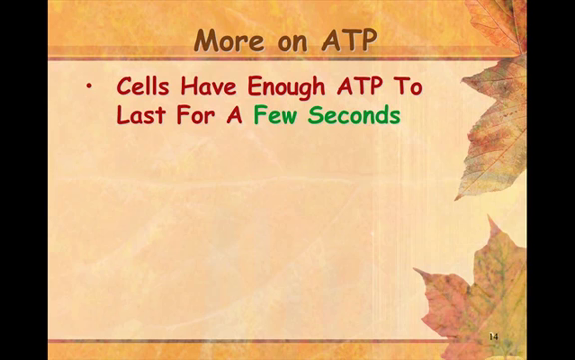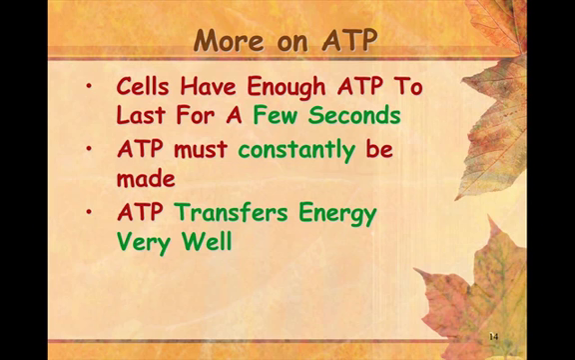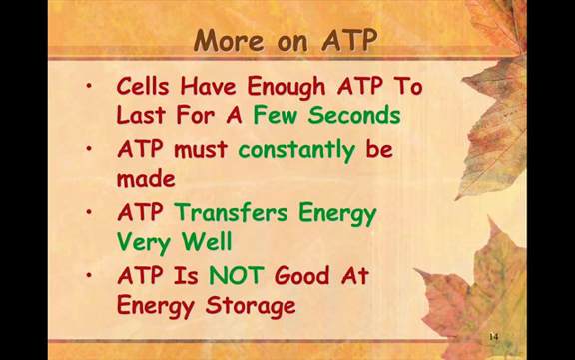Cells have enough ATP to last for only a few seconds. So ATP must constantly be made in order for our cells to function. ATP transfers energy very well, and that's by breaking the phosphate bond. ATP is not good at energy storage.